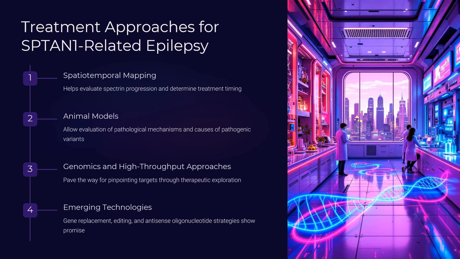Spatiotemporal mapping of spectrins has been helpful in evaluating the progression of spectrin, therefore providing when to treat for pathogenic variants of spectrin such as the SPTAN1 gene. In addition, the reintroduction of spectrin through animal models has allowed researchers to evaluate the pathological mechanisms involved in pathogenic variants, allowing researchers to know where and the cause of the pathogenic variants.